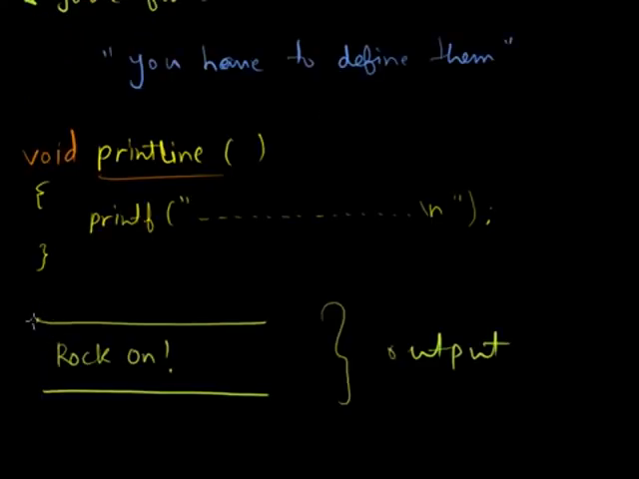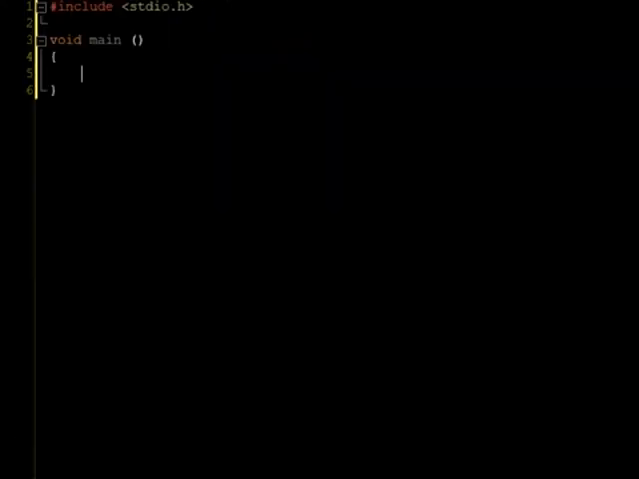So starting off with #include stdio.h, standard input output header. Then we have void main, right? And in main, what we are doing is we are first printing a line, then printing rock on, then printing another line. So we have our function void print line. So first of all, define that function. You always have to define that function. So you cannot define any function inside a function. So you cannot define your function inside main. So you have to define it outside main.